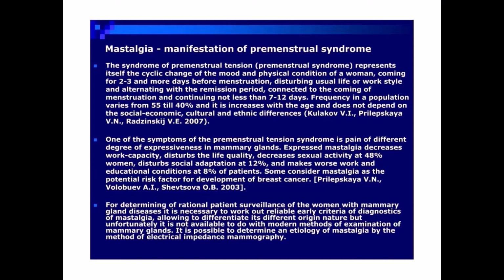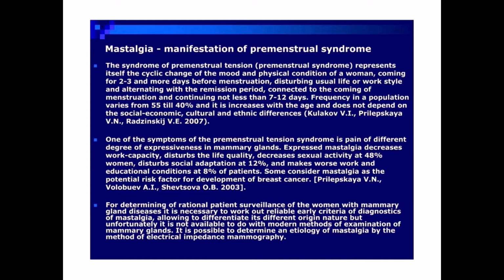The syndrome of premenstrual tension, premenstrual syndrome, represents itself the cyclic change of the mood and physical condition of a woman, coming 2 to 3 and more days before menstruation, disturbing usual life or work style, and alternating with the remission period, connected to the coming of menstruation and continuing not less than 7 to 12 days. Frequency in a population varies from 55 to 40% and it increases with age and does not depend on the social, economic, cultural, and ethnic differences.